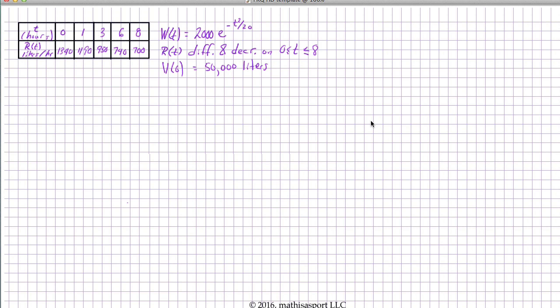What mixes this problem up a little bit is the fact that the rate that the water flows in is given as a continuous function that we have an explicit formula for, whereas the rate going out, we're told that the function is differentiable and decreasing, but we only have selected values of the function. So anything we're going to do with that second function, the rate of outward flow, is going to have to be an approximation of some sort.